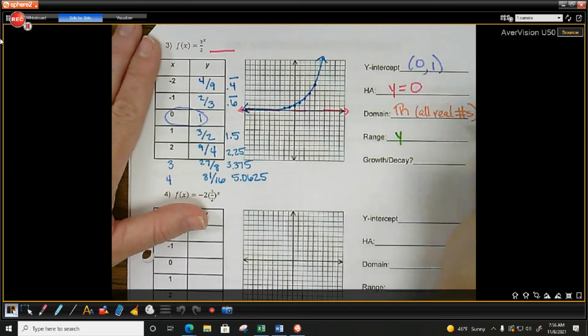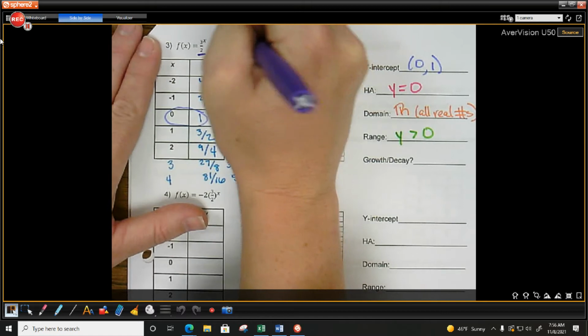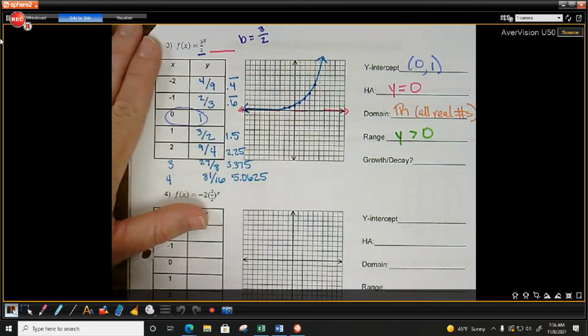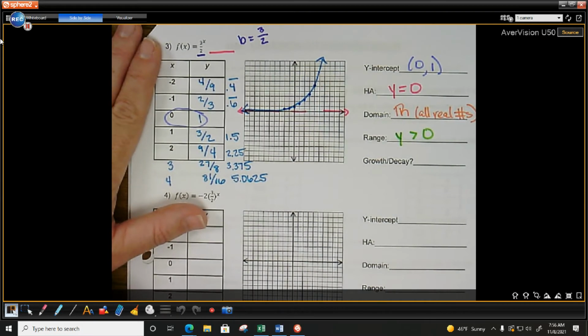And then this time, my b value. My b is 3 over 2. Remember, b is what's being raised to the power. So my b is 3 over 2. So what is my growth or decay? Is it growth or decay? It's growth. That is greater than 1. So this is growth.